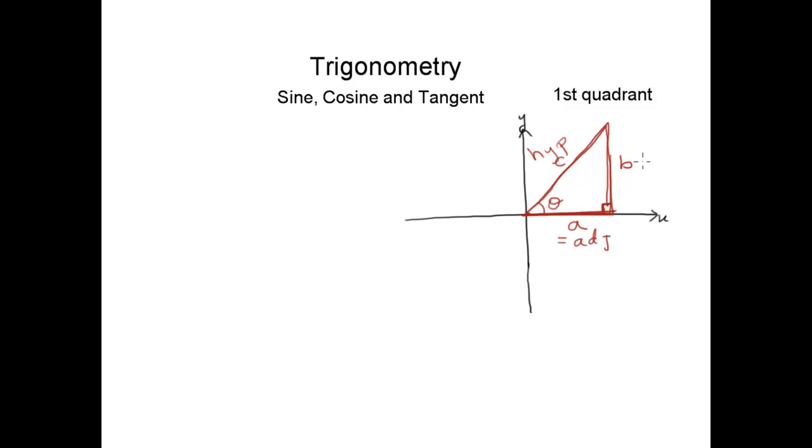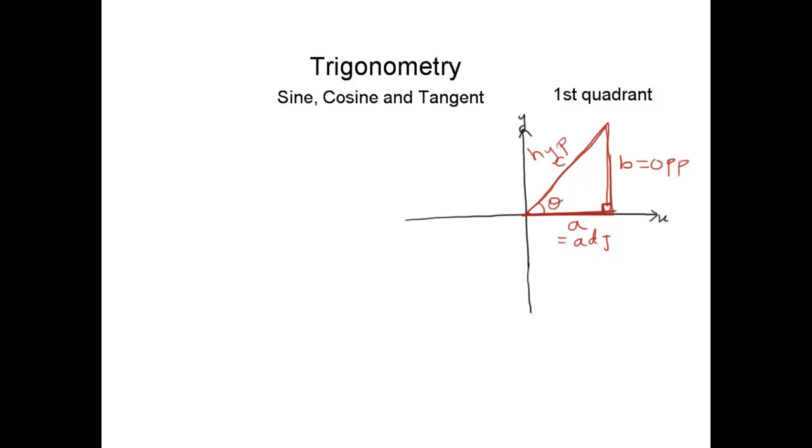And what about B? B is right opposite to the angle theta, so this is called the opposite side. So this is your adjacent side, this is your opposite side, and this is your hypotenuse. What if the angle theta is here? Then this would be your adjacent side and this would be your opposite side. Okay, then you will change.